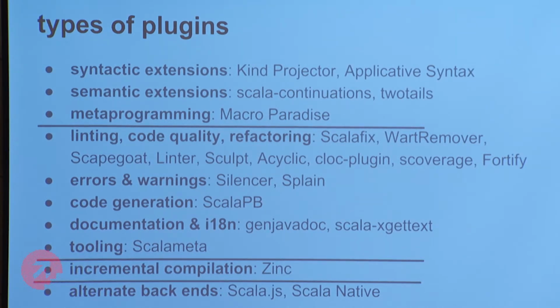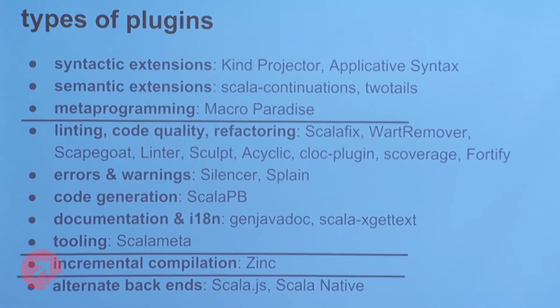And then at the end we have just miscellaneous stuff. So Zinc, as I mentioned, is the incremental compilation part of SBT. It's also usable by other build tools. And Scala.js and Scala Native are compiler plugins. So these are alternate backends that compile Scala code to JavaScript or to native code instead of to the JVM. So hopefully that gives you some idea of the space of what's possible.